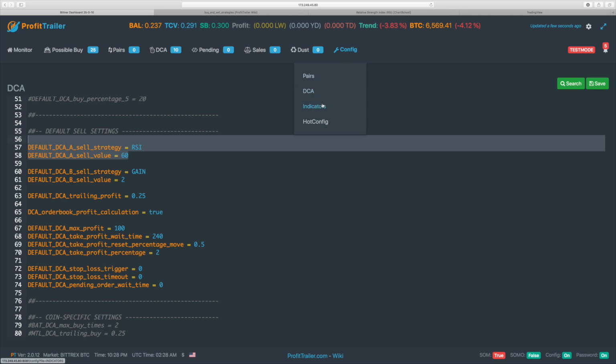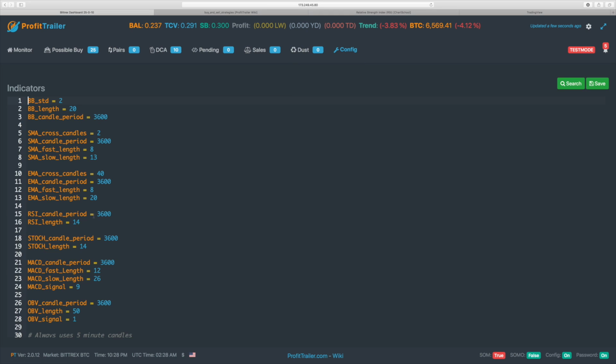Let's go ahead and look at the indicators config. These are the two values right here that govern the RSI strategy. So you're looking at your candle period and your RSI length, so the number of candles it uses for calculation, and the candle period is in seconds. I am using 1 hour candles on this, in case you're wondering why I'm at 3600, just as a test over the last few days to see how this responds in order to generate some data for you guys.